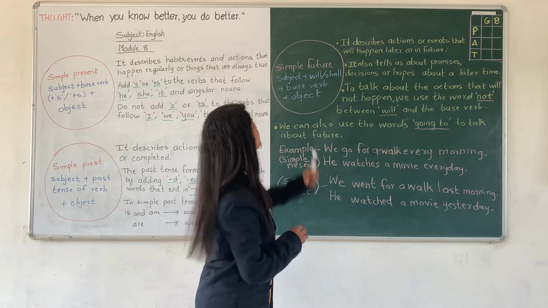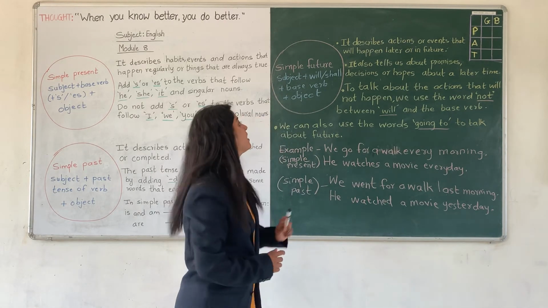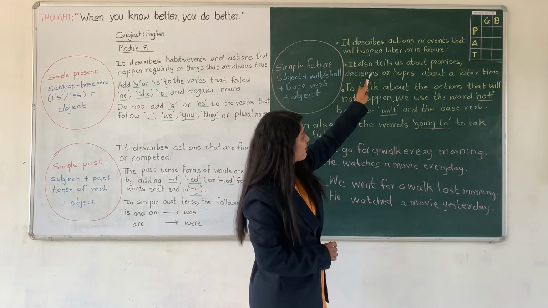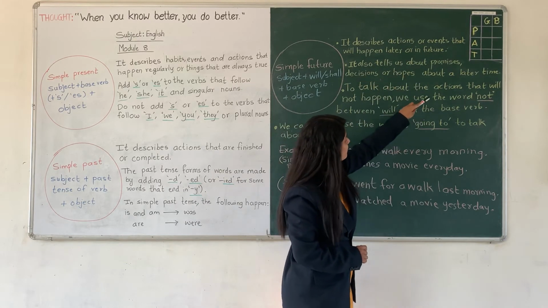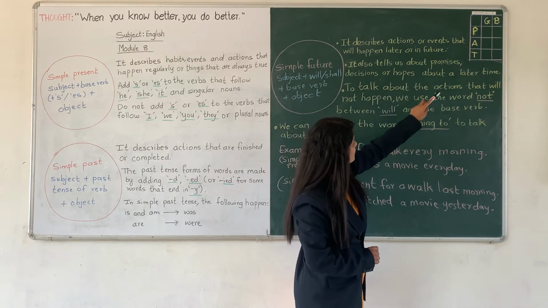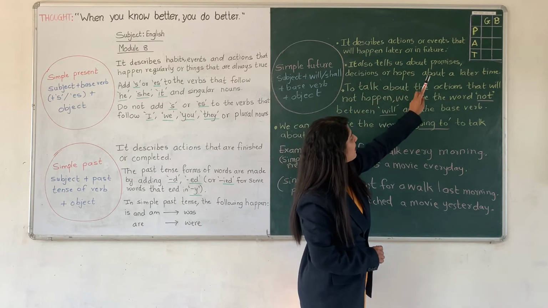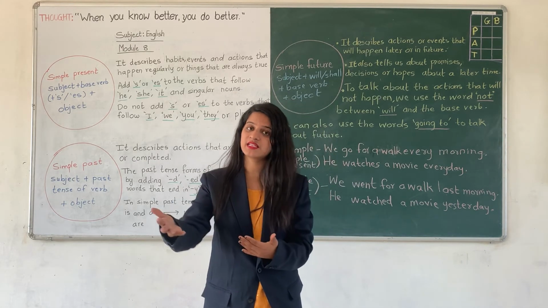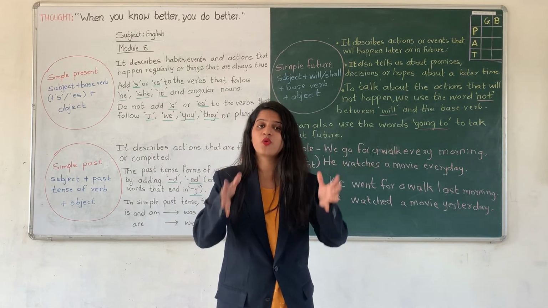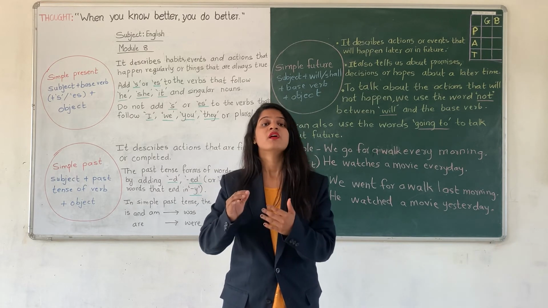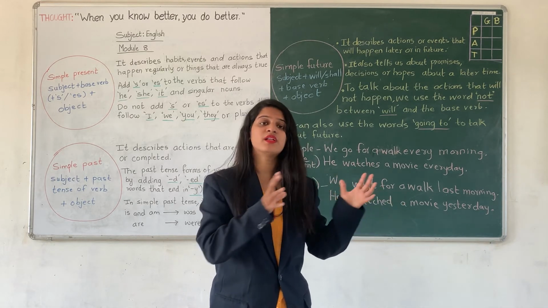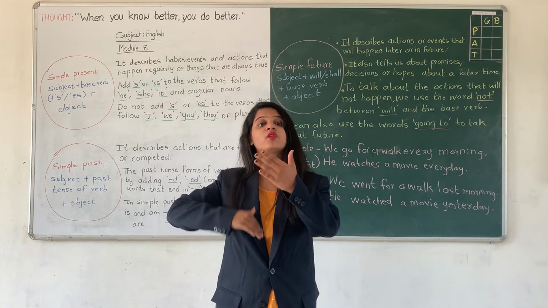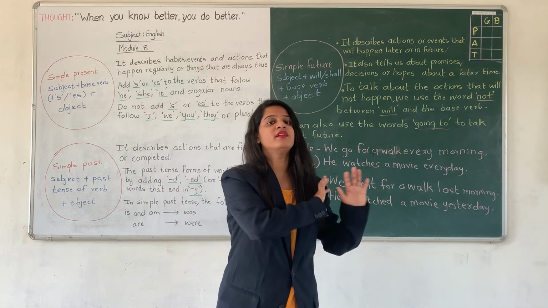Now we will see simple future tense. Okay? Now it describes actions or events that will happen later or in future. It also tells us about promises, decisions or hopes about a later time. Now what does future tense describe? It describes things that are not past, that are not going on, or what happened. Instead, it describes the things that are going to happen, that have not happened yet.